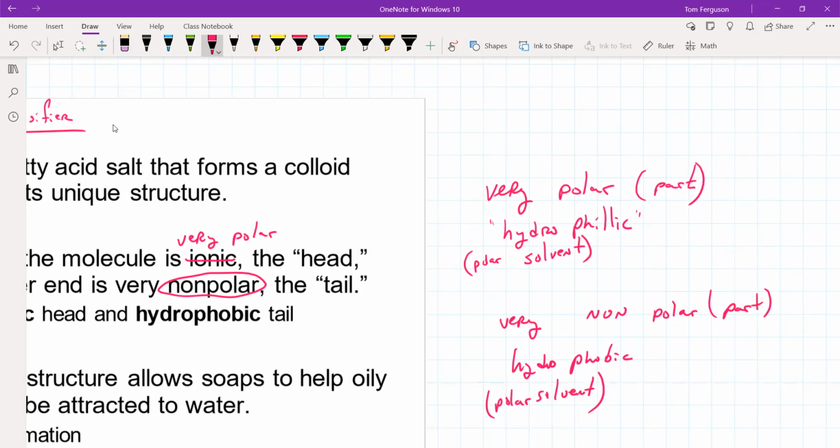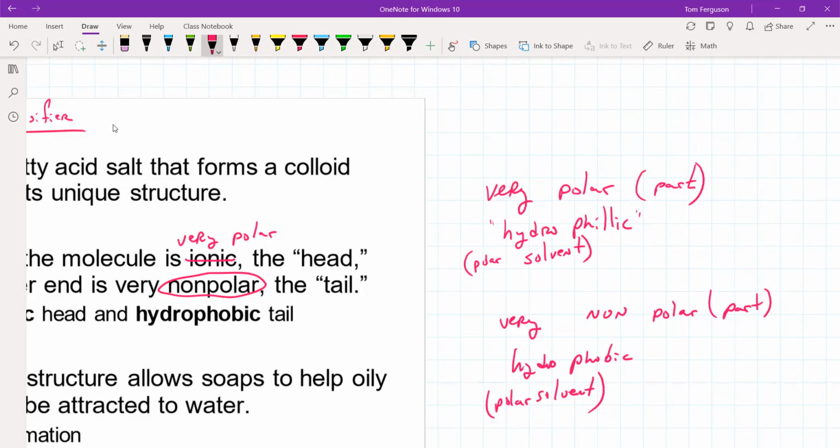What's the solute in this equation? Is it the water? The solute's going to be the emulsifier. Is it the salt? They're both what? So the solute's going to have two parts: a very polar part and a very non-polar part.